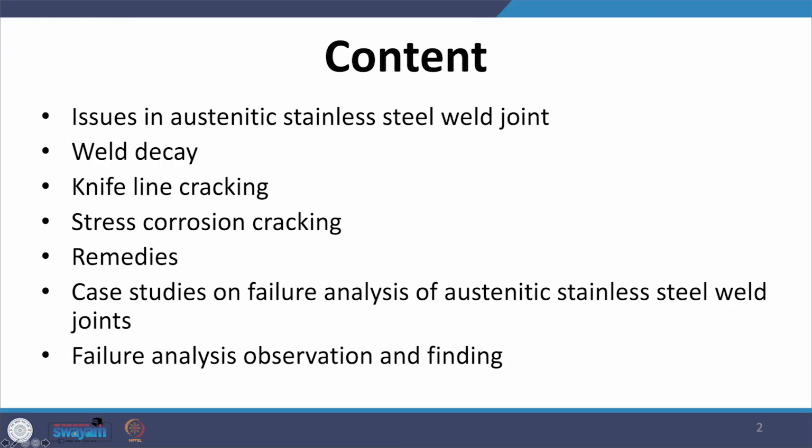So, in this presentation primarily we will be talking about the issues related to austenitic stainless steel welding, which include weld decay, knife line cracking and stress corrosion cracking. In addition to that, we will also be talking about the mechanisms, the factors, and what can be done to avoid the issues related to cracking in austenitic stainless steel weld joints. And then we will be taking up one case study on failure analysis of an austenitic stainless steel weld joint, followed by the failure analysis observations and findings.